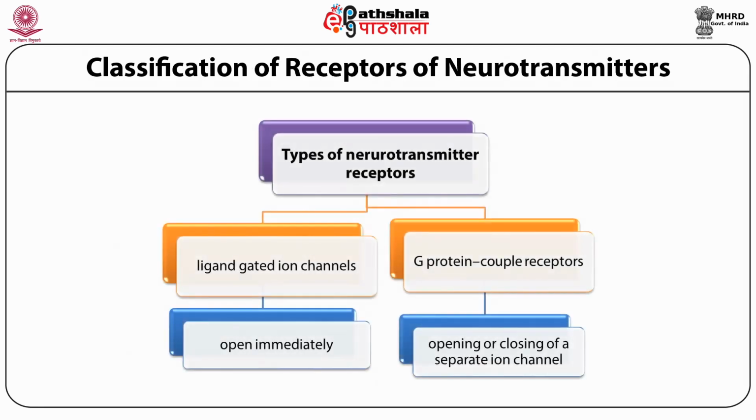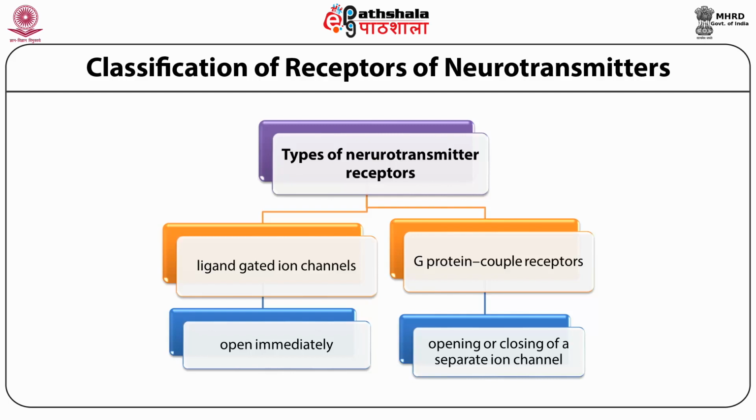Now coming to the classification of receptors of neurotransmitters. Neurotransmitter receptors are present in postsynaptic cells, which receive signals and trigger an electrical signal through ion channel activity. Binding of a neurotransmitter to a specific receptor causes opening of an ion channel, which initiates the influx of ions and hence a change in the membrane potential of a neuron.